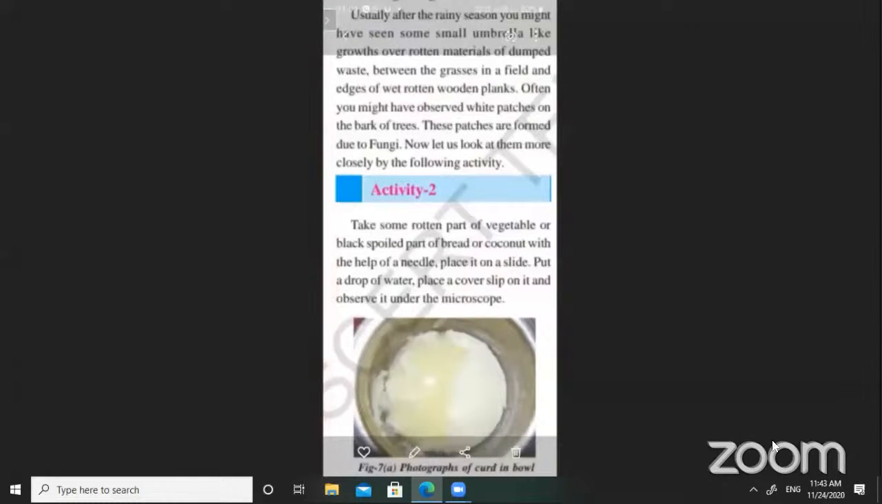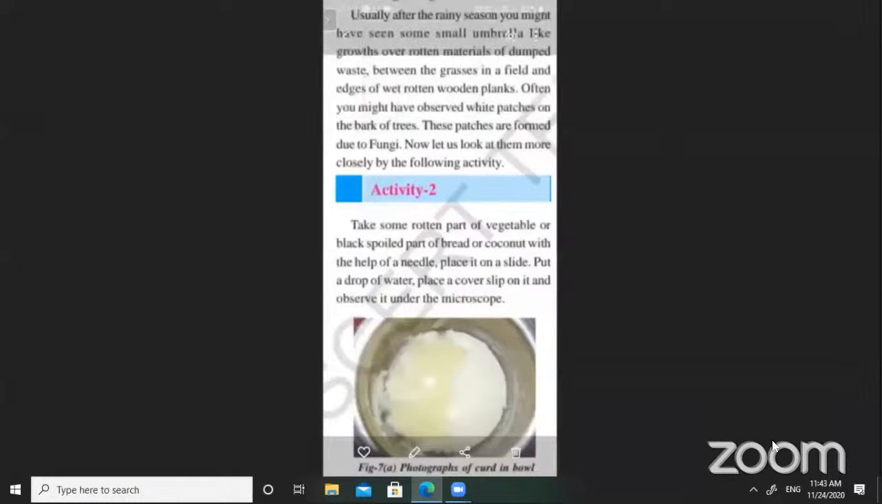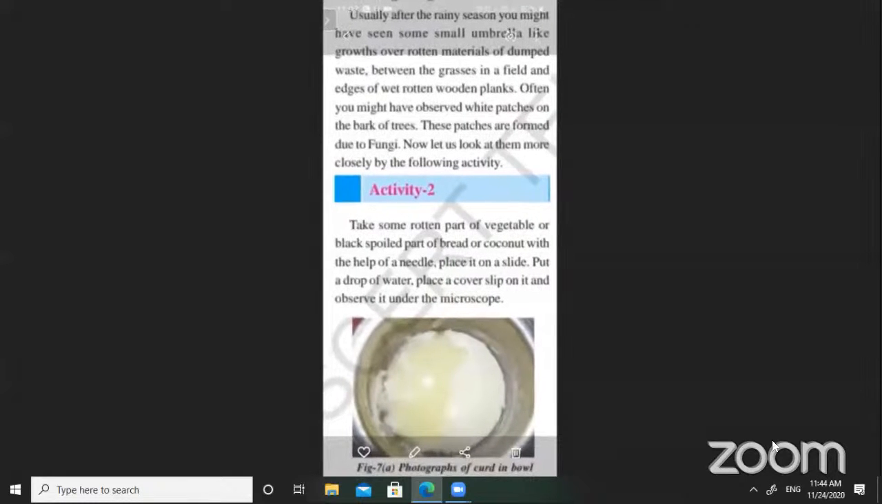With the help of a needle, after collecting that sample, you place it on a slide. A particular black mark, you place it on a slide and put a drop of water with a dropper. After that, you have to place a cover slip on it gently. You have to collect those particular black spots with the needle and put them on that slide.